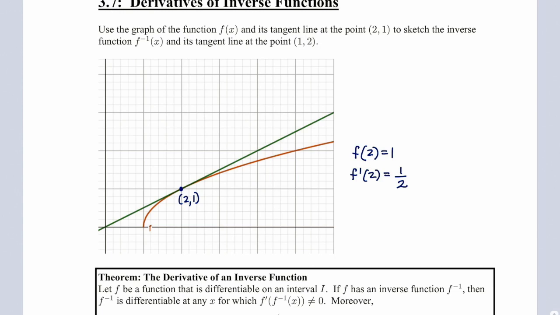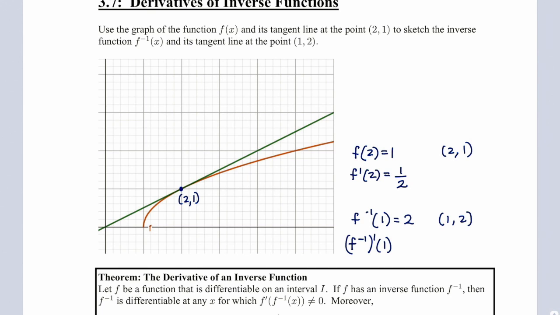And I want to think about what is f inverse at 1 and what is f inverse prime at 1. So I want to know what's the value of the inverse at 1 and what's the value of the derivative of the inverse at that same point 1. And we know that f of 2 is 1, then f inverse of 1 is 2, right? Because we have the point (2, 1) on the graph of f, we'll have the point (1, 2) on the graph of the inverse.